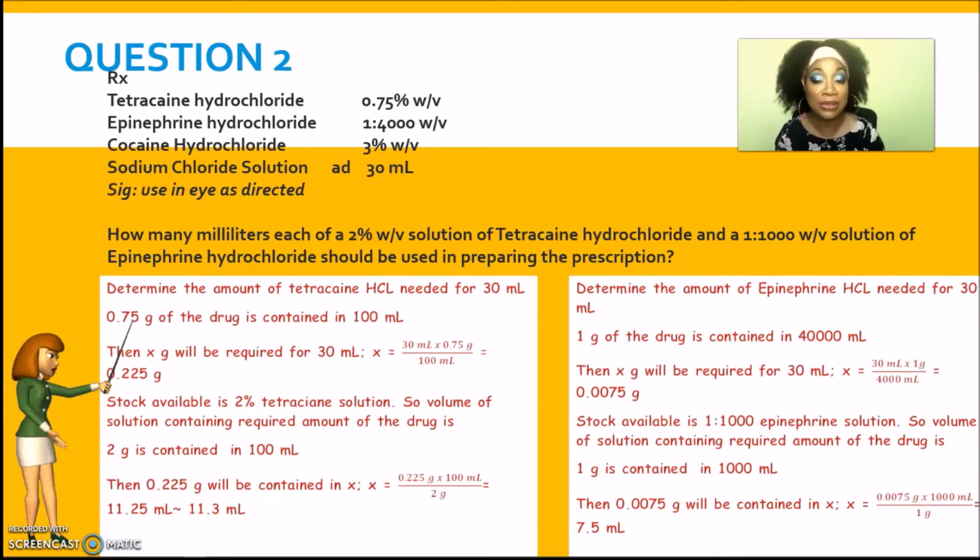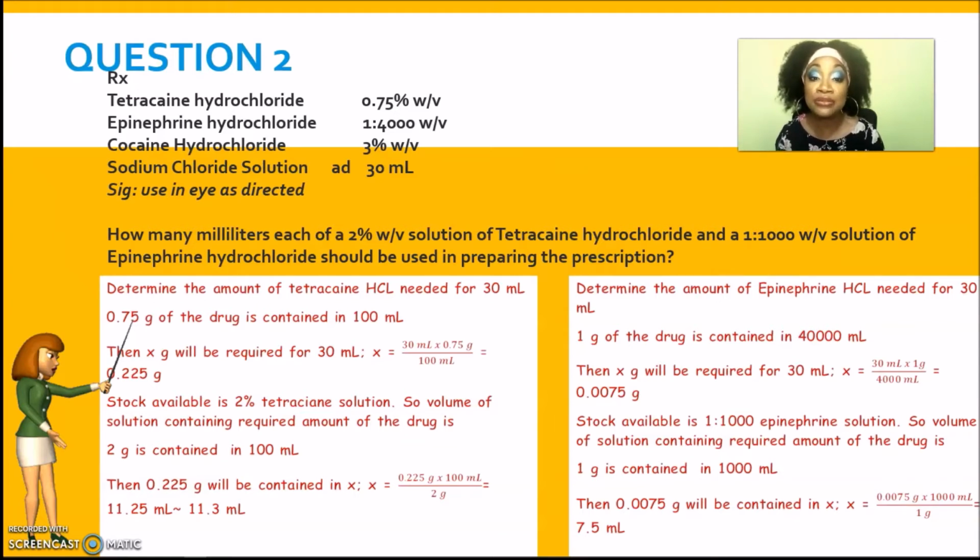Similarly, for epinephrine hydrochloride, we have to use the 1 in 4,000 to determine what amount of epinephrine HCl will be in the 30 mils to give us that concentration. So if 1 gram is found in every 4,000 mils, then we can find out what amount of grams of epinephrine will be in 30 mils, and we find that to be 0.0075 grams.